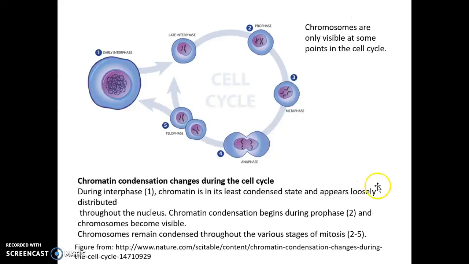Most of the time, you'll have cells that are in interphase. And in that case, the DNA molecules are complexed with protein and RNA in a spaghetti-like ball that is referred to as chromatin. So chromosomes are in fact only visible at some points in the cell cycle.